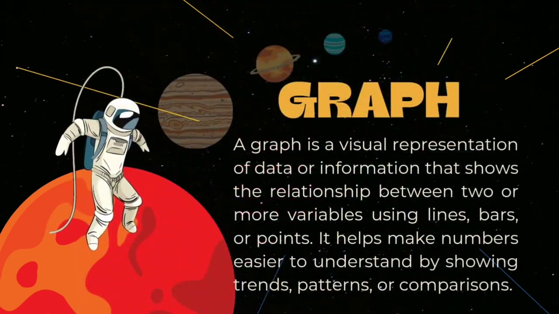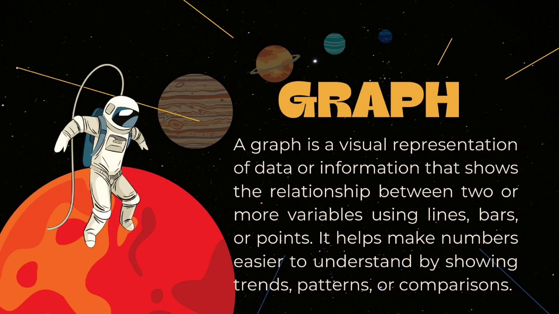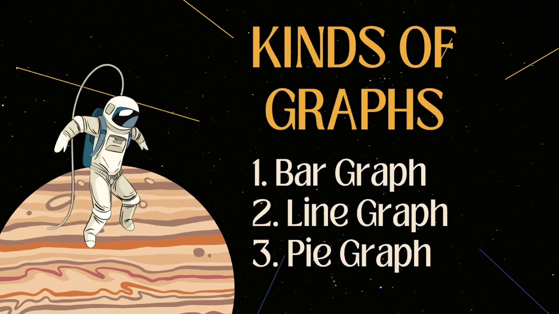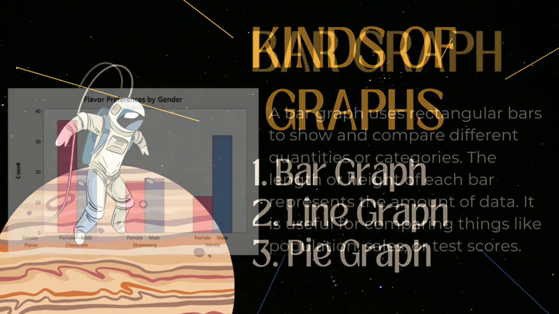A graph is a visual representation of data or information that shows the relationship between two or more variables using lines, bars, or points. It helps make numbers easier to understand by showing trends, patterns, or comparisons. There are many kinds of graphs. The most common are bar graph, line graph and pie graph.